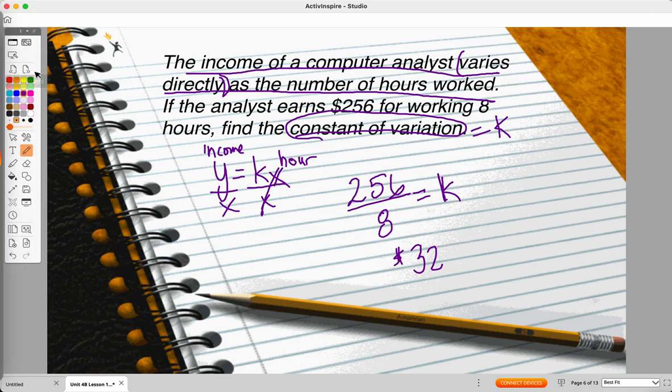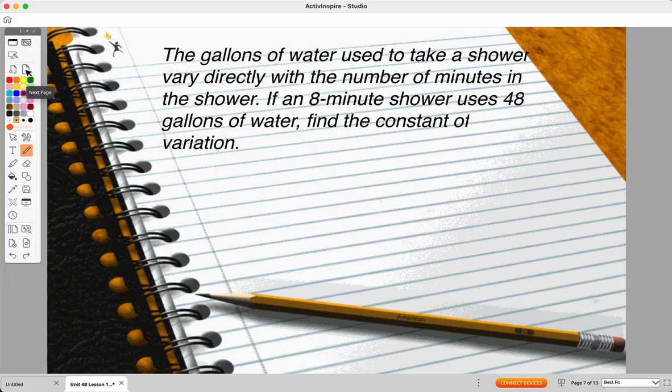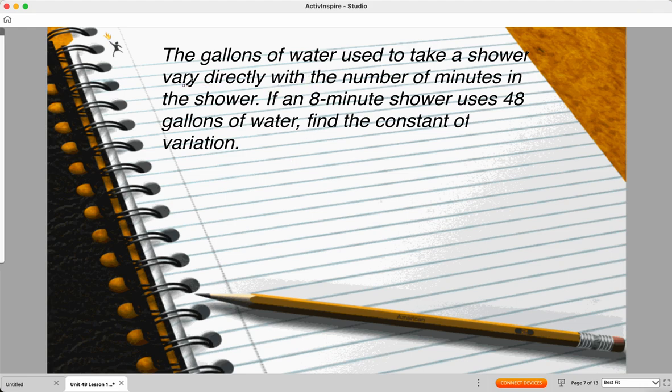All right, pause the video and try this next one. It's very similar to the last one. All right, now that you've taken a second to look at that, again, it has that same varies directly, except slightly different. Water is my y, x is my minutes. So I've got that same problem, 48 over 8 equals k, and we find out that k is equal to 6 gallons per minute, GPM.